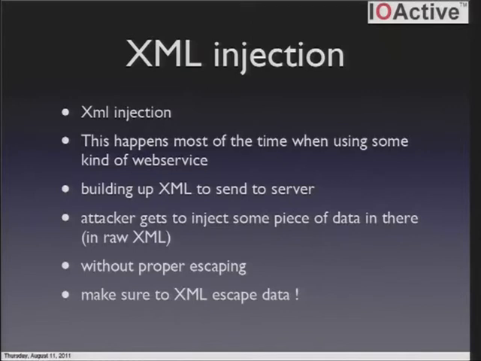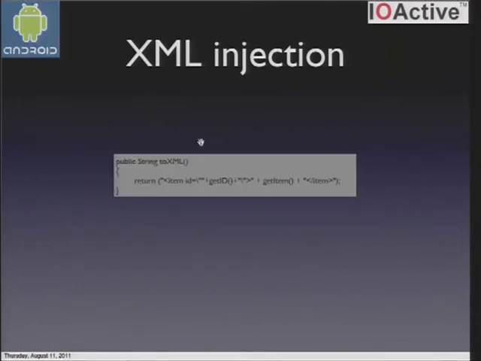So basically the idea is that if you start doing this, you better encode your XML data. On Android, it's all trivial stuff, but you build up the XML data, and then if the data from the get item is potentially attacker controlled, you end up with XML injection right here.